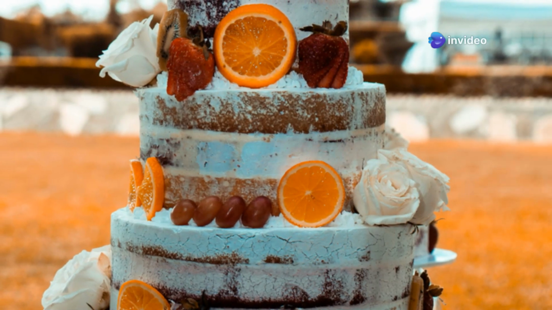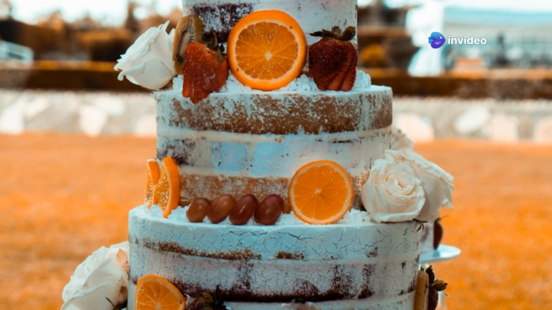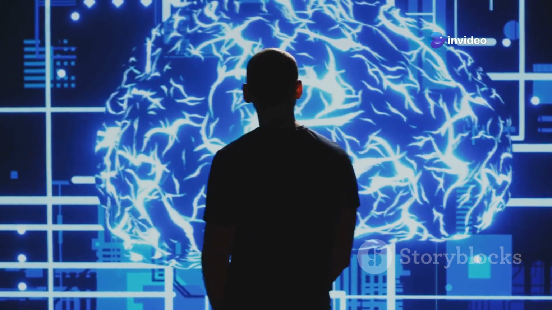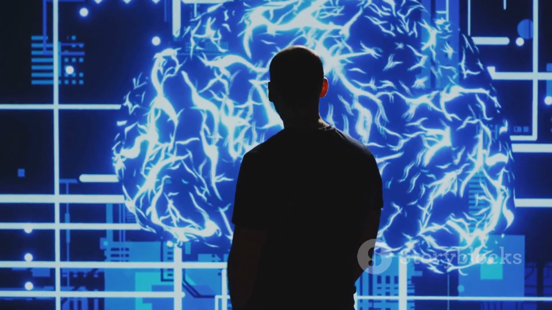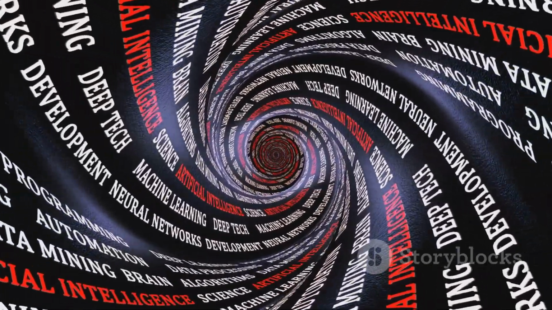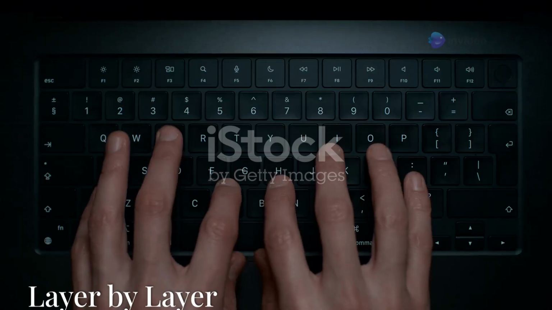This blueprint consists of layers, much like the layers of a cake. Each layer in the network plays a specific role in transforming the data and extracting meaningful patterns. We'll break down each layer and its function in the following sections.